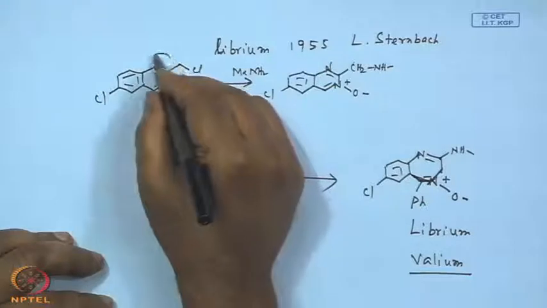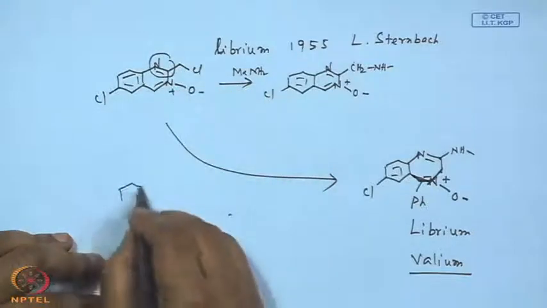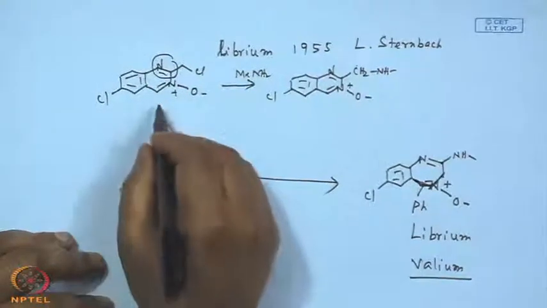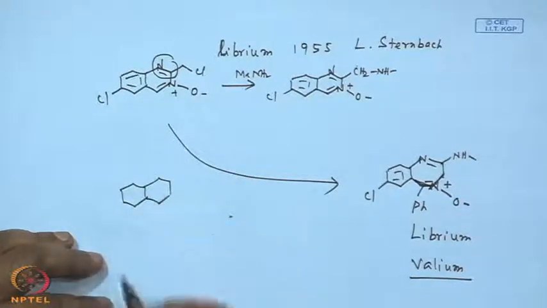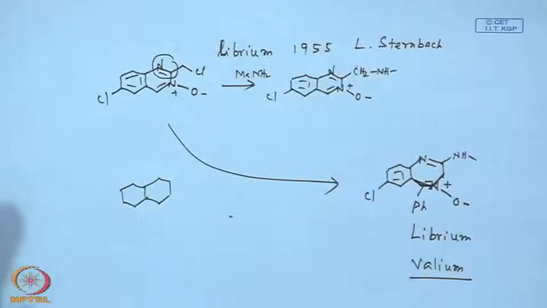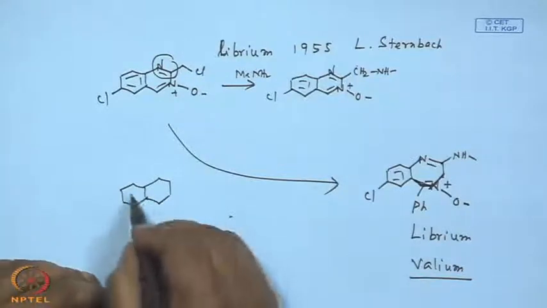If you look at this structure here, this is basically an imine, and by the way, what is the name of the skeleton? Last class I talked about it. So you have 2 nitrogens in 1,3 position, you have a benzene ring. What is the name of the skeleton?